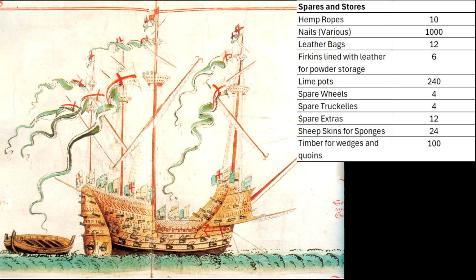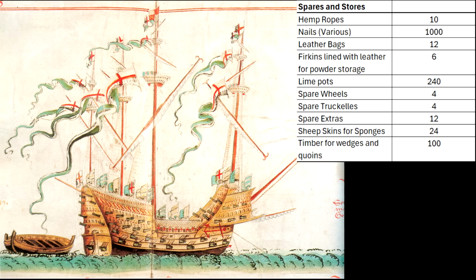It's not entirely clear what these refer to, but given the context, they could also refer to additional parts of cannon carriages. So the wheels would be for the guns that are on 2 big wheels like their field guns, and the truckles would be, well, the little 4-wheel trucks. Then you've got 24 sheepskins for use in sponges for sponging out the guns when they're fired, and 100 feet of timber for wedges and coins, so adjusting the elevation of the guns and presumably also for some ship repair if it got damaged.